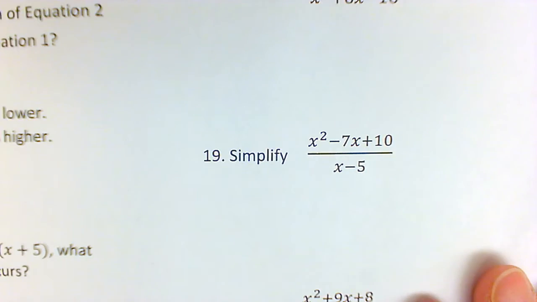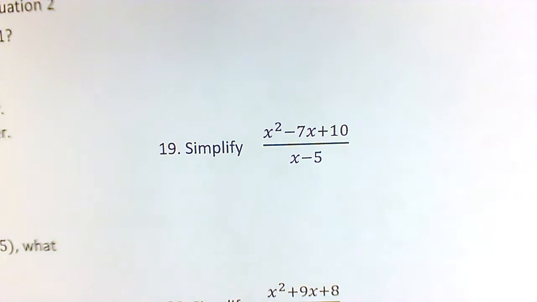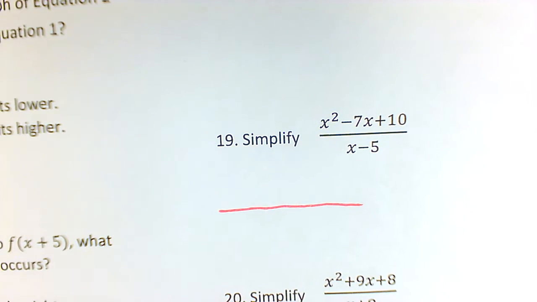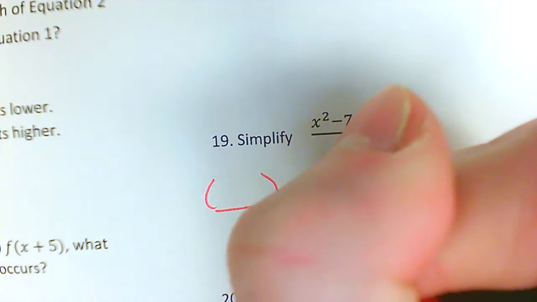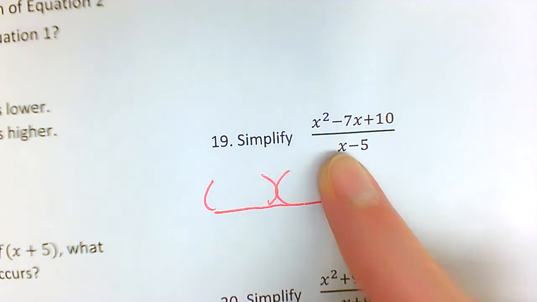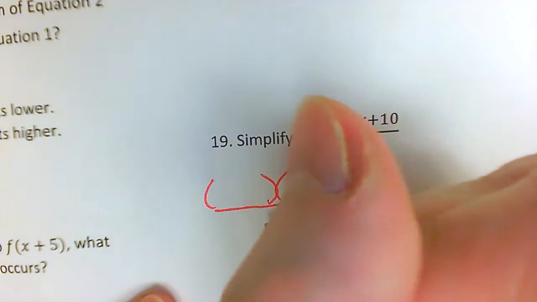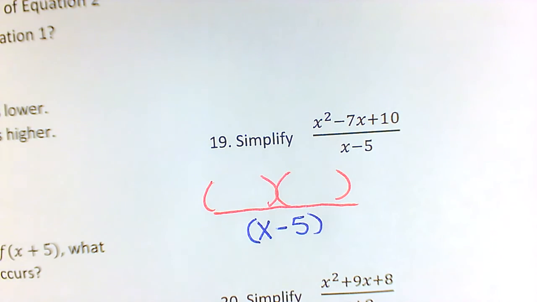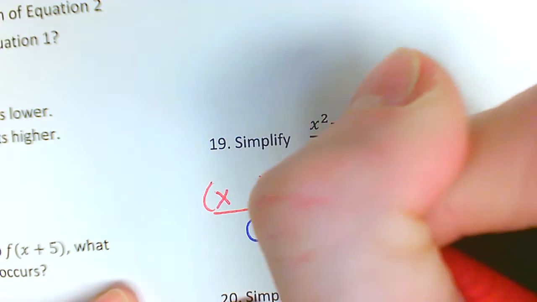Number 19. This is the last one that I'm going to do with you. All right, now in this problem, I see that I have x squared on the top part of my fraction bar, so I know I'm going to have to factor that top part. But on the bottom, I've only got a regular x, not an x squared, so that one's going to stay exactly like it is, but I'm going to go ahead and put it in parentheses just so that I can see things easier.